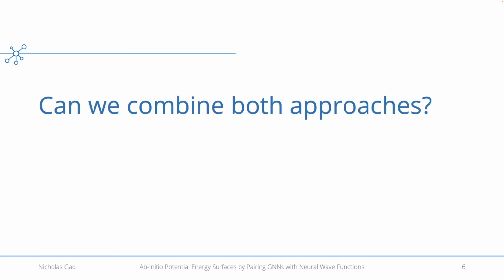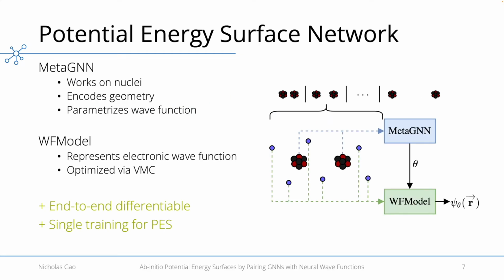With these two approaches in mind, we naturally come to the question: is there a way we can combine the benefits of both approaches such that we solve many Schrödinger equations simultaneously without requiring any data? To accomplish this, we propose the potential energy surface network, which consists of two parts, a GNN called the MetaGNN and a wave function model.